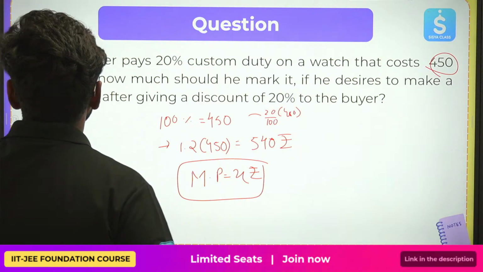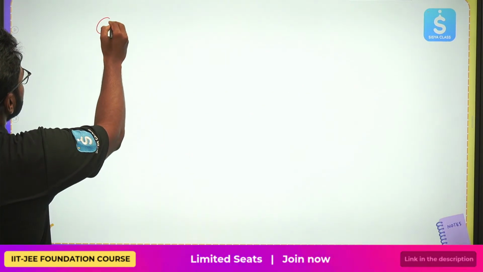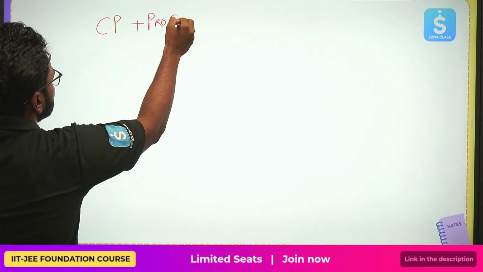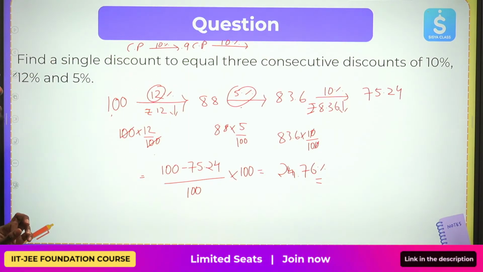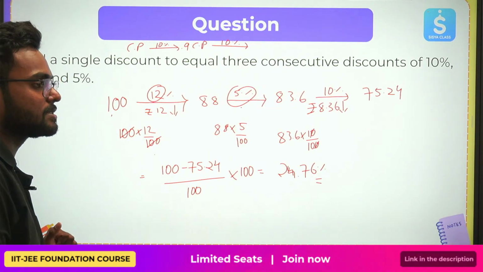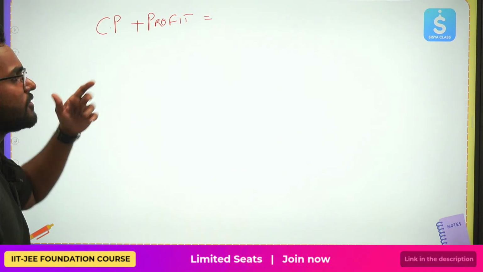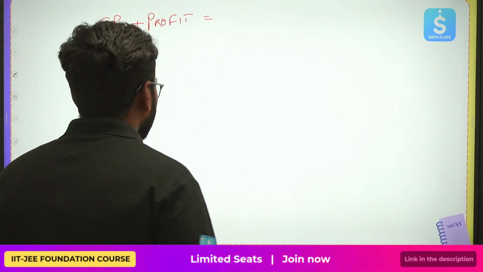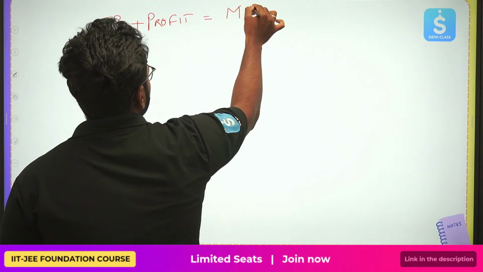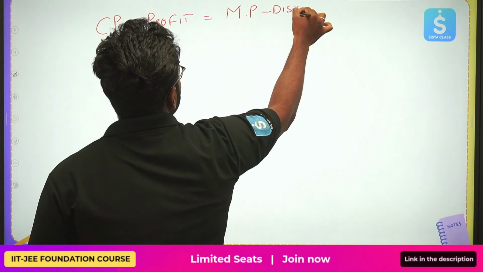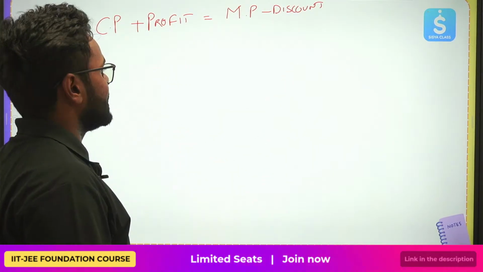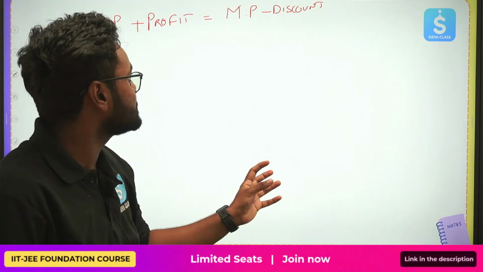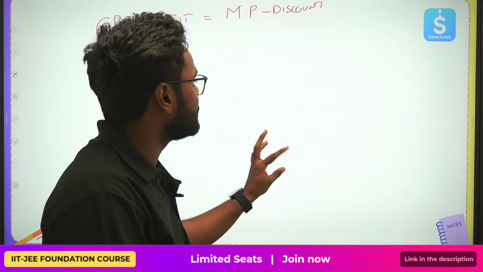So we can say that cost price plus profit is equal to, now what is this cost price plus profit? This would be his selling price, the price at which he wants to sell it. So this should be equal to mark price minus discount. Mark price minus discount is the price that you would be buying the product at.